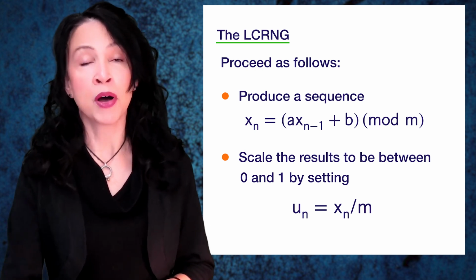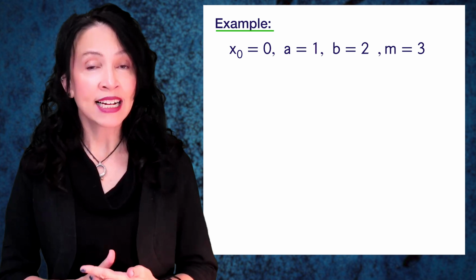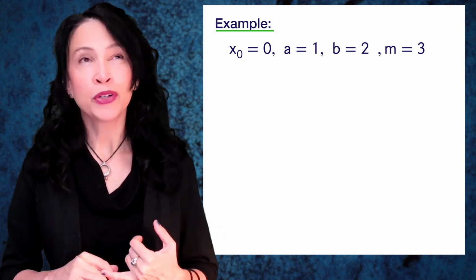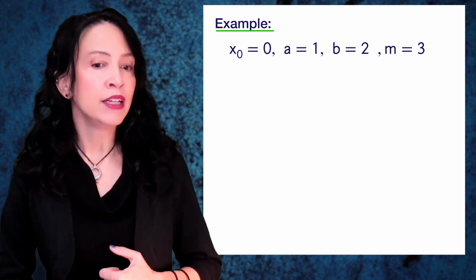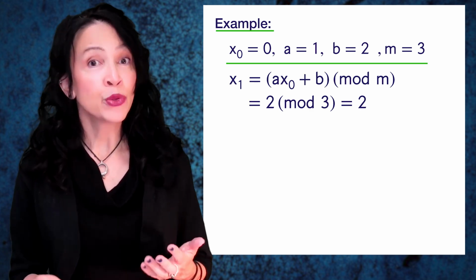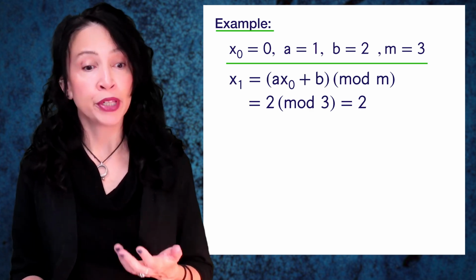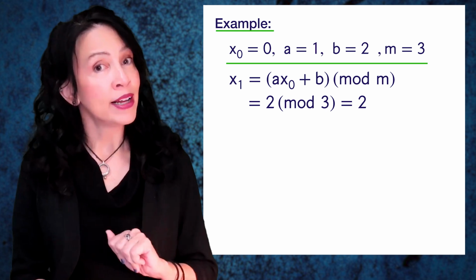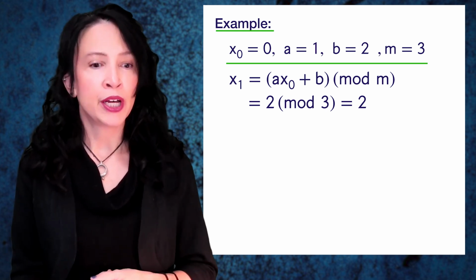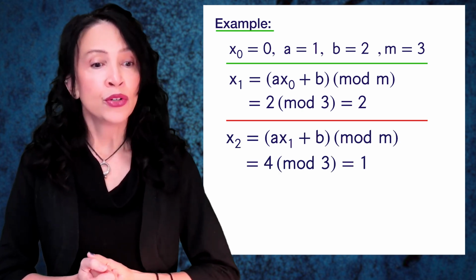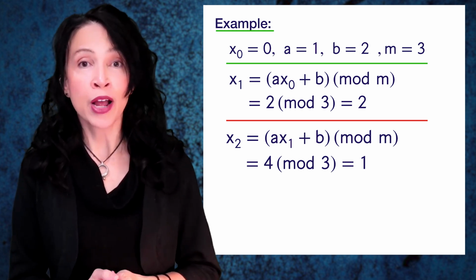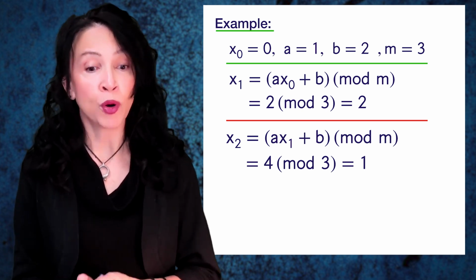Let's just look at a really small example here. If I let x0, my seed, be 0, and my multiplier a be 1, my increment b be 2, and my modulus m be 3, then x1 is going to be a times x0 plus b, and that's 2. And when you mod out 3, 3 does not go into 2, so 2 is the entire remainder. I'm going to plug that number into the formula again. So I've got a times 2 plus b, and that's 4. And when you mod out 3, you get the remainder of 1.